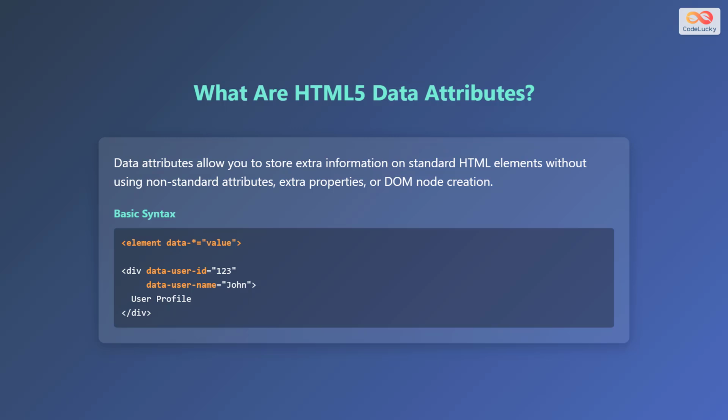The basic syntax is shown on the screen. It starts with data dash, followed by the name you choose for the attribute, and then the value. For example, you can create an attribute called data-user-id with a value of 123, and another called data-user-name with a value of John. These attributes can then be used to store specific information related to the user profile.